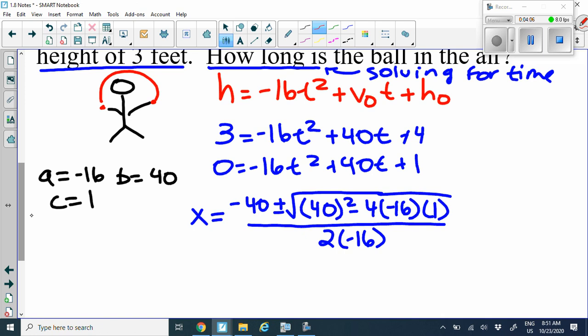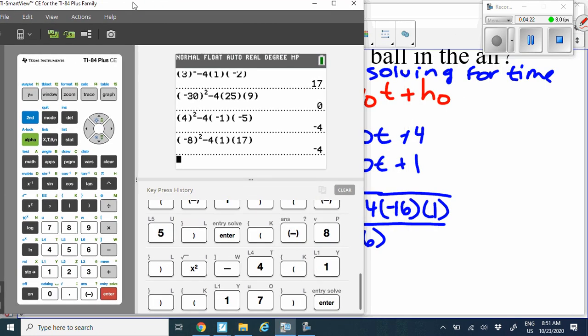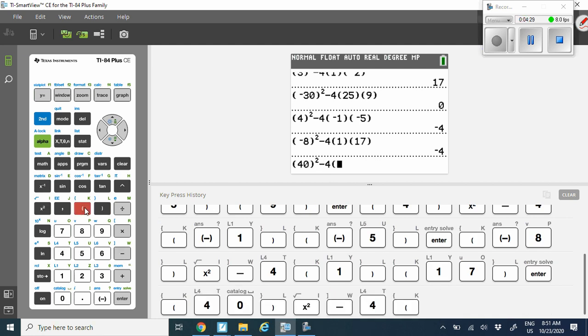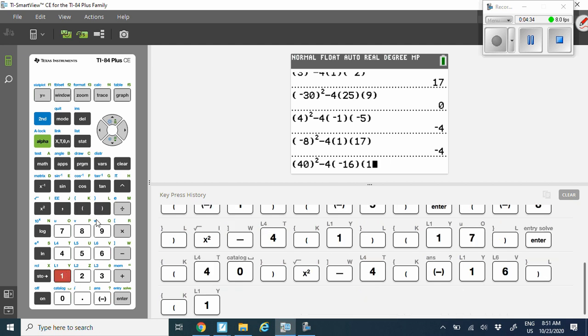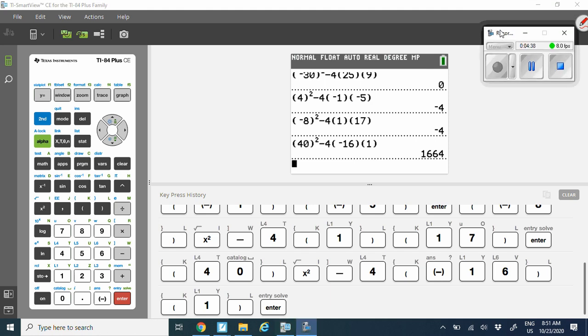Okay, now we're going to plug in what we have into our calculator here. In this case, we can plug a lot of things into our calculator. Let's go ahead and just plug what we have underneath the square root into our calculator. So we have 40 squared minus 4 times our a value, which is negative 16, times our c value. Okay, we get 1664 here.